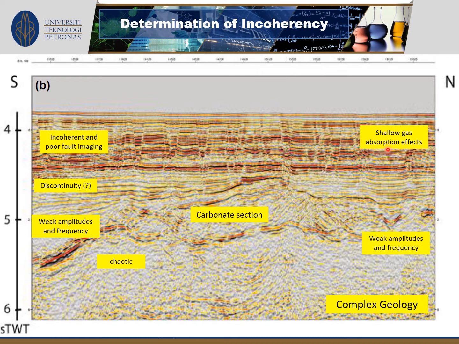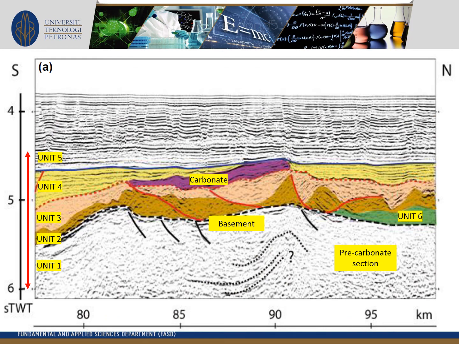So basically what we're trying to do is improve the imaging for the shallow section, which is the main focus of this question. So we want to improve the fault imaging, and also we want to remove the noise and other related effects at the shallower section. Moving on to the interpretation for this section, we can see, as I've explained earlier, the different units are divided based on their amplitudes, and also their seismic phases.